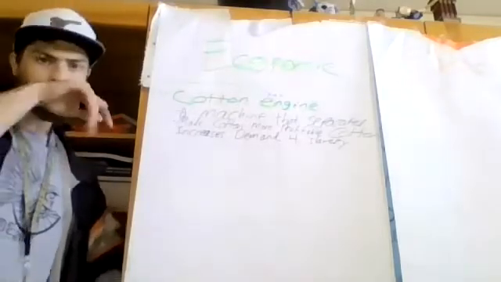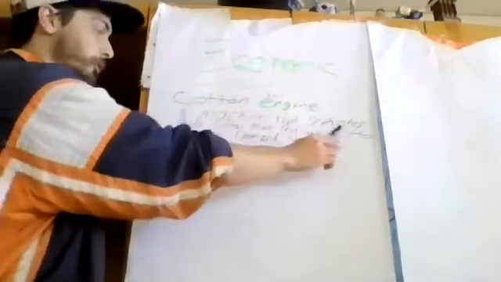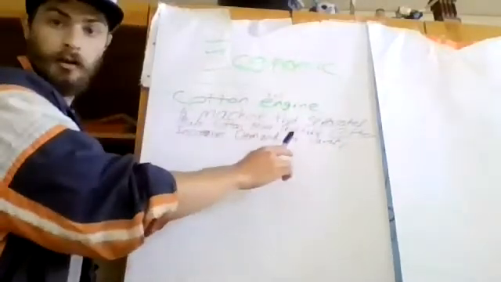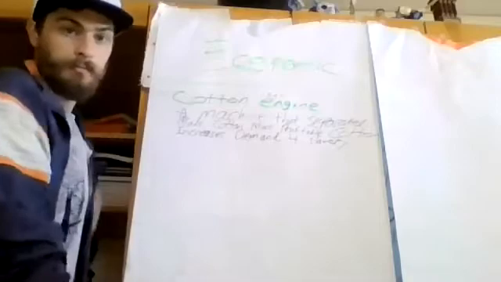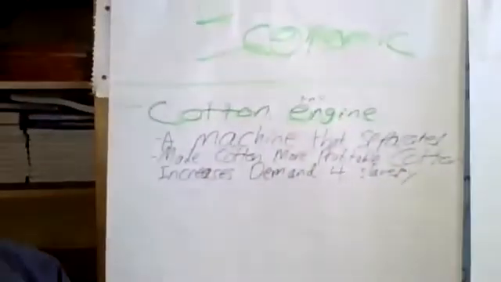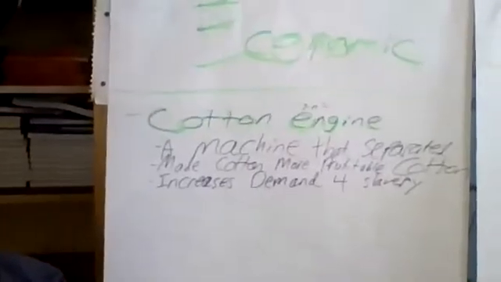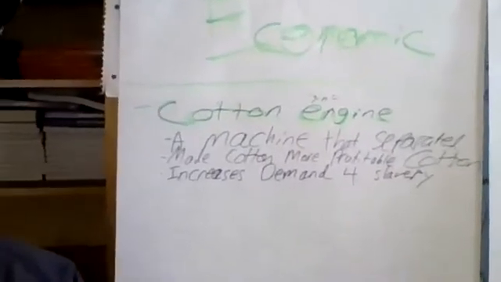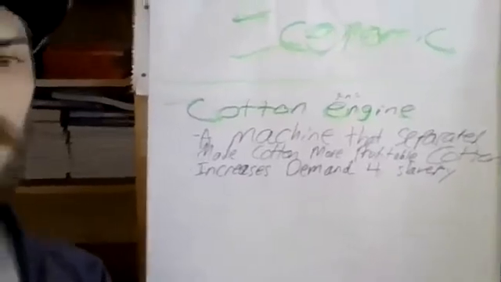So this is the main idea I want you guys to get: here's the cotton gin. What did it do? Why do we care? What's its effect on slavery? That's kind of it. And I'm recording this so I can put it up on Google Classroom after as well. And I will even zoom in. So in your notes, maybe you have cotton engine, machine that separates cotton, makes cotton more profitable, increased demand for slavery. That's the main idea.